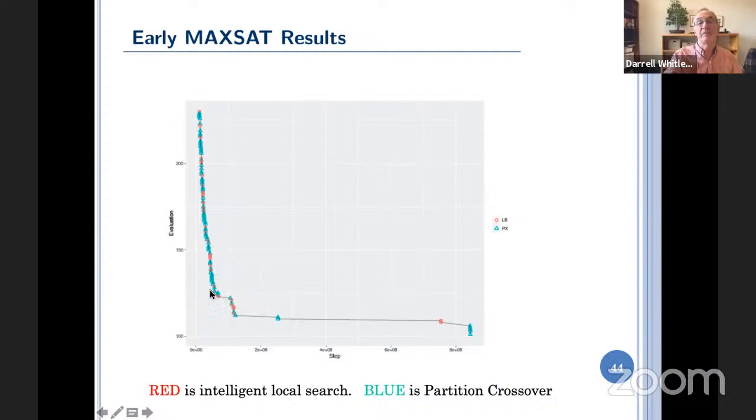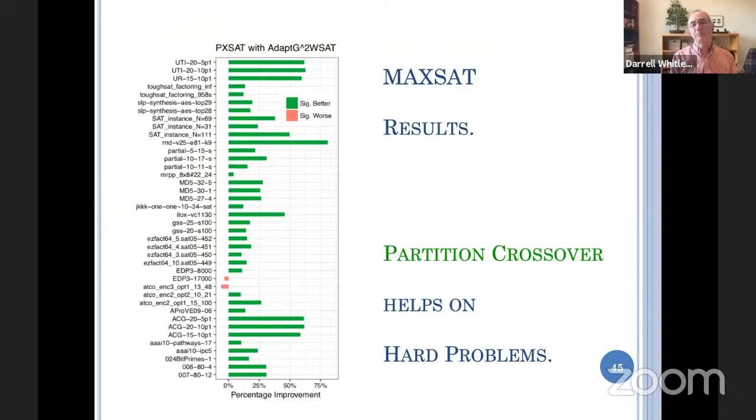So we ran this on a number of problems from the SAT competition. We filtered out the easier problems because if the problem was trivially solved by local search, there was no point in applying the crossover operator. But on these more difficult problems, we found that the partition crossover gave us significant improvement. And we did these experiments under exactly the same conditions as the SAT competition. That is, we gave the algorithm exactly the same amount of time running on exactly the same CPU as was used in the competition.